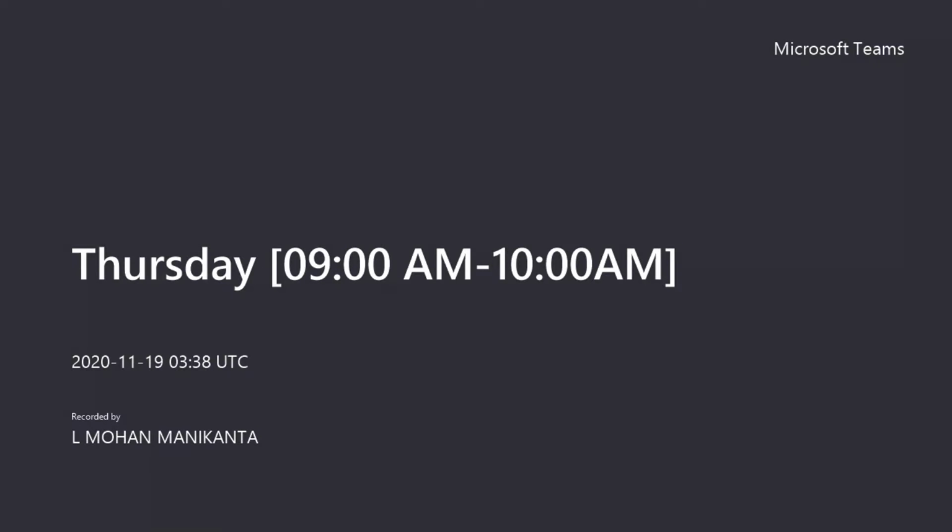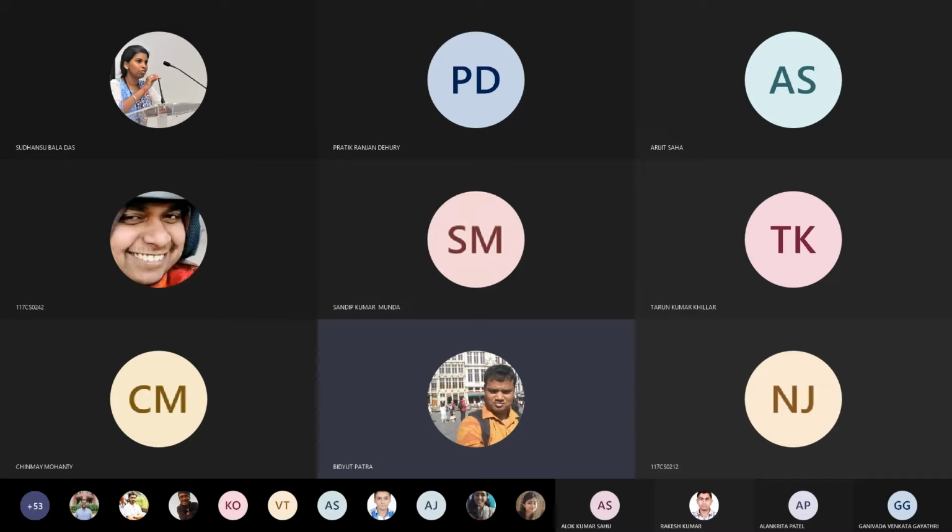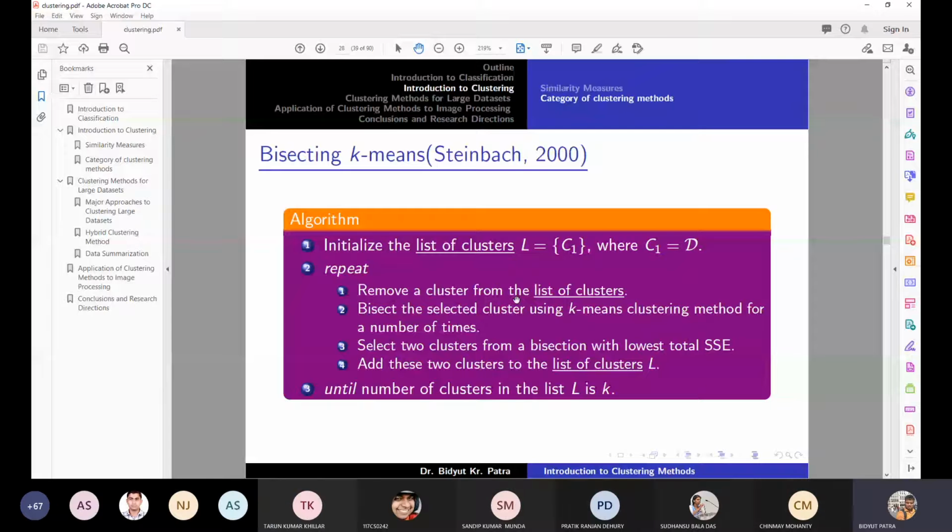Every point should be in a single cluster. Okay, that is C1. And then what you do, remove a cluster from the list of clusters. So the list of clusters had only one, so you remove it. Now there is no cluster. And that means in the first phase you take the entire data set and apply k-means clustering. What is the value of k here?